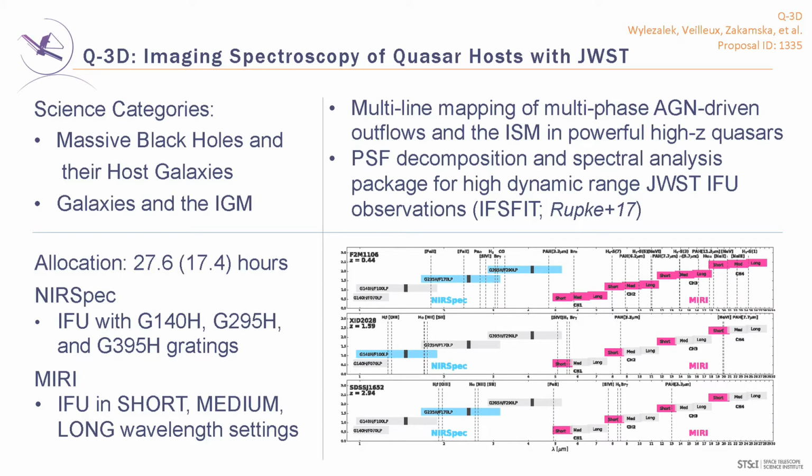The critical aspect of this program, I would argue, is our software. We're going to be using what we call IFSFIT, which is a PSF decomposition and spectral analysis package that we have tested and used for ground-based optical and near-infrared data, and that we're going to be modifying for JWST data. Some of the details are in this paper by Rupke in 2017 that we published last year. So the plan is to make this software available to the community. We're going to learn a lot from this software as well, which we'll make available to the community.